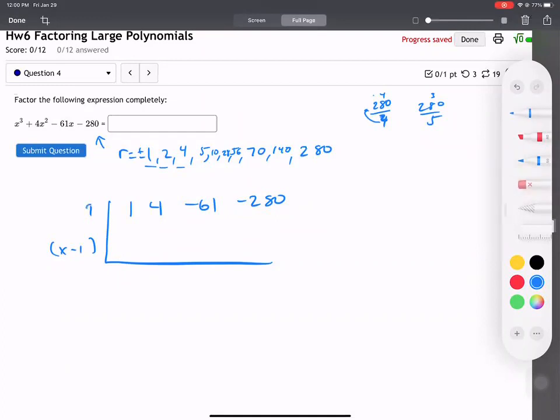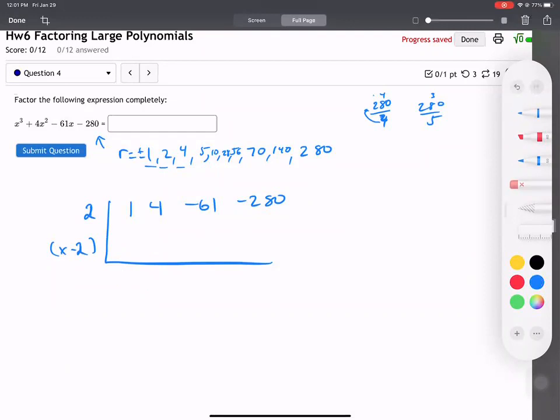So let's jump to 2. Use a positive 2 here, and we'll see how it goes. 1, 2, 6. Okay. 6 times 2 is 12. 12 minus this number doesn't look like it's going to be big enough to fight 280. So once I realize it's not going to work, I can move on to that next number.